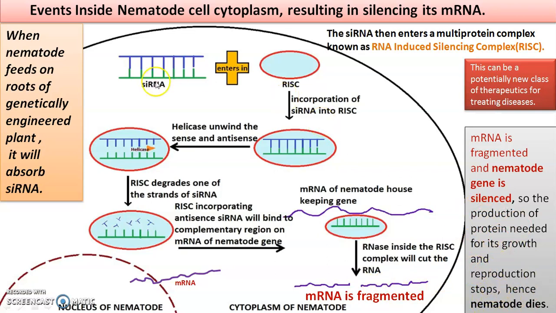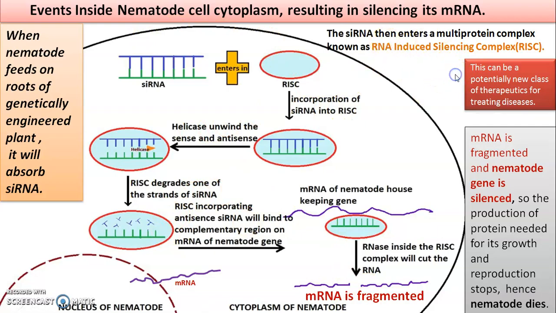So it dies. This strategy is now also applicable as a potentially new class of therapeutics for treating so many diseases, even in humans. Diseases which are caused due to certain proteins, those proteins can be silenced by this method. This is a simplified explanation for 12th class.